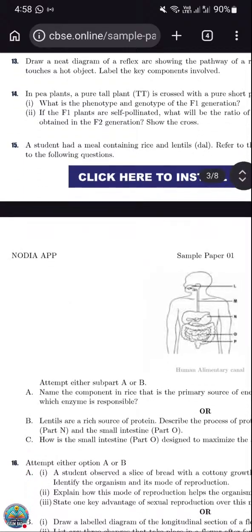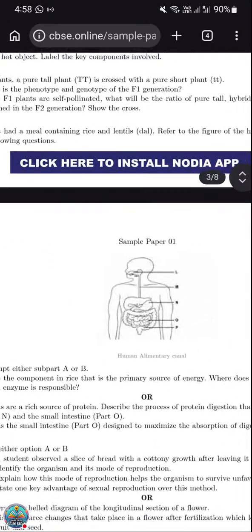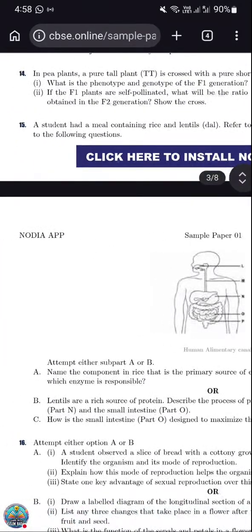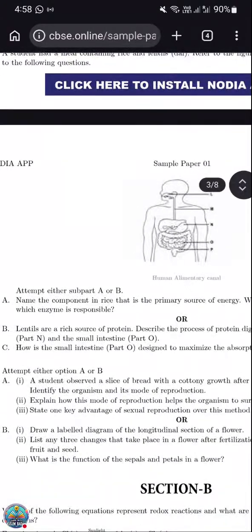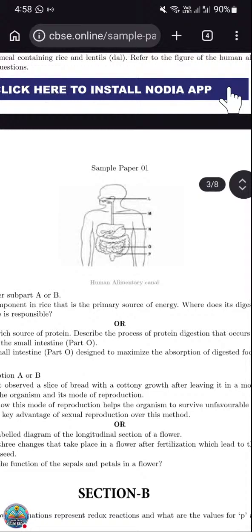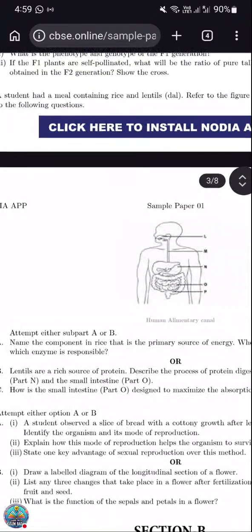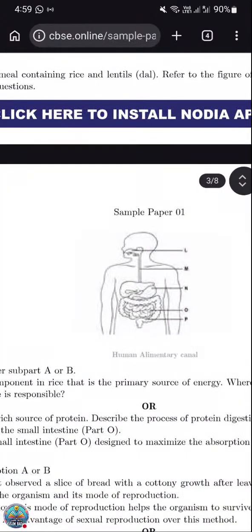The next question: a student had a meal containing rice and lentil. Refer to the figure of the human alimentary canal and answer the following questions. Here, name the component of rice that is the primary source of energy. So the component of rice, carbohydrate, is the source of energy. The next question: where does the digestion begin, with which enzyme? So here the digestion of carbohydrate begins at the mouth. The mouth secretes saliva. Saliva is produced from the salivary gland, which contains salivary amylase that converts carbohydrate to simple sugar, maltose.